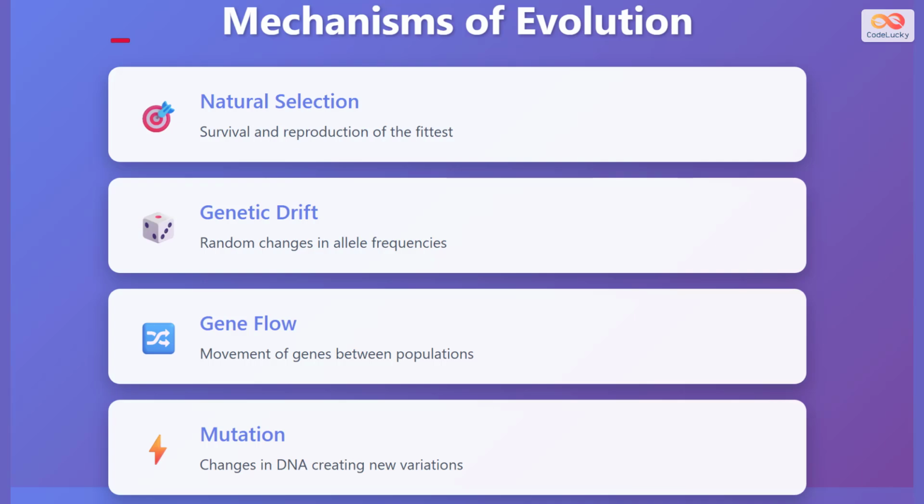Evolution occurs through 4 main mechanisms. Natural selection is the survival and reproduction of organisms best suited to their environment. Genetic drift refers to random changes in allele frequencies, especially in small populations. Gene flow is the movement of genes between populations when individuals migrate and reproduce. And mutation is the source of all genetic variation, creating new alleles through changes in DNA. These 4 mechanisms work together to drive evolutionary change.